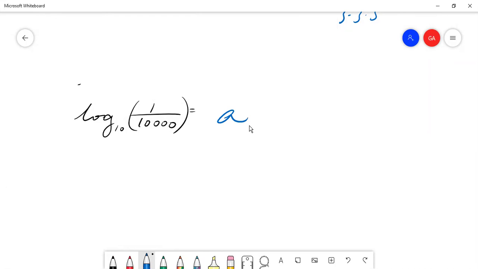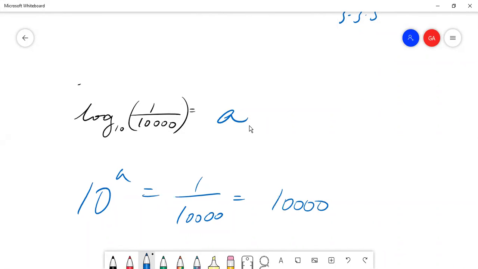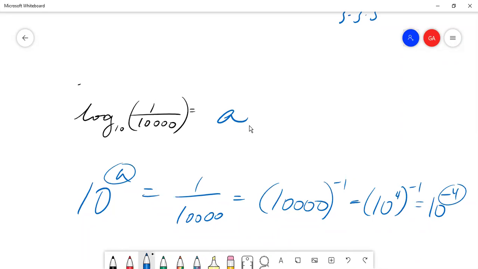So I'm gonna call the right-hand side a, and then I'm gonna rewrite this as an exponential. So 10 to the a is 1/10,000th, and I can write 1/10,000th as 10,000 to the -1, and I can also write 10,000 as 10 to the 4, right? So this is just 10 to the 4 to the -1. And we know that when you have this configuration, we talked about this all day yesterday, that this is just 10 to the -4. And look, 10 to the a is equal to 10 to the -4. Therefore, a is -4.